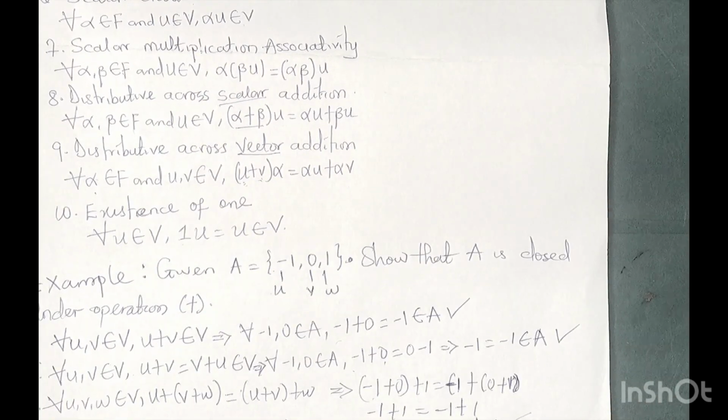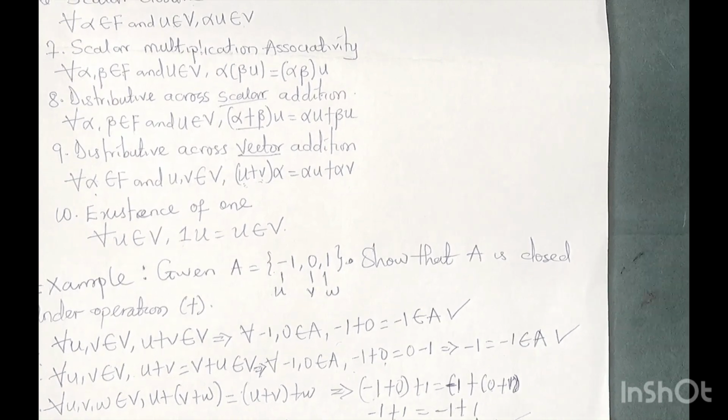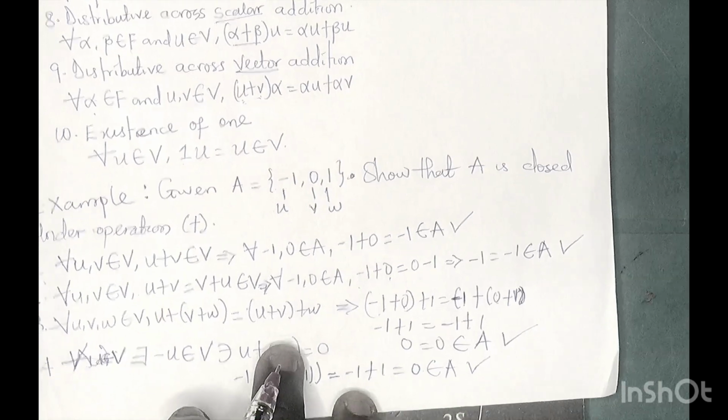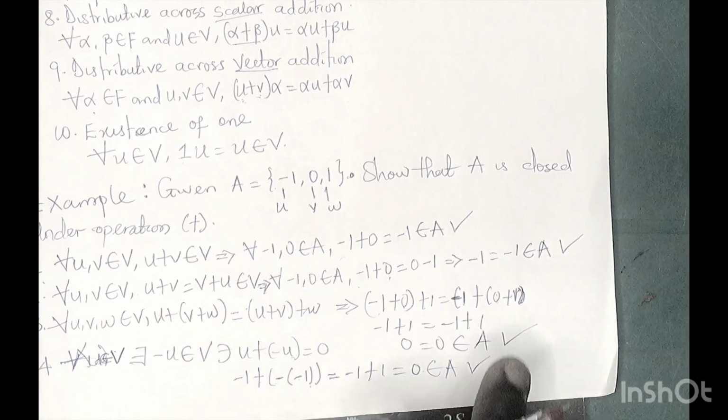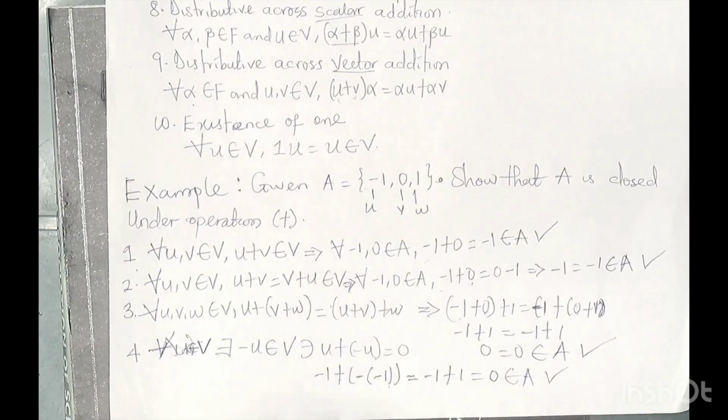And what do you notice? 0 is still in my A. Certified. Are you getting that now? So 0 is still in my A. That means it is certified. Then the last one now, which is the 0 vector.